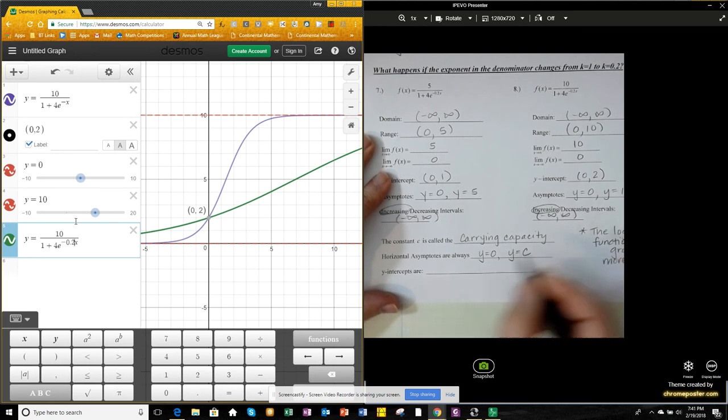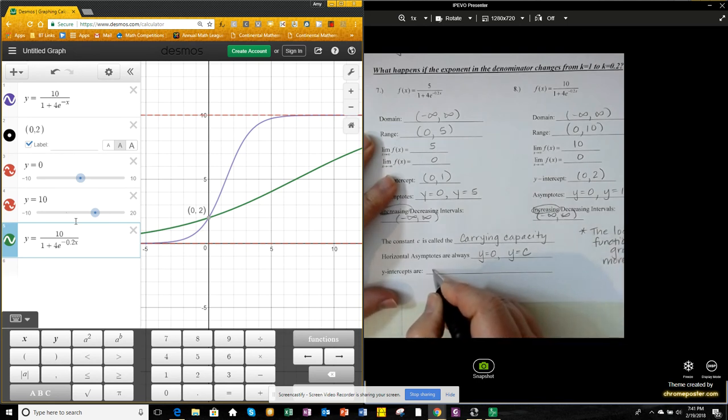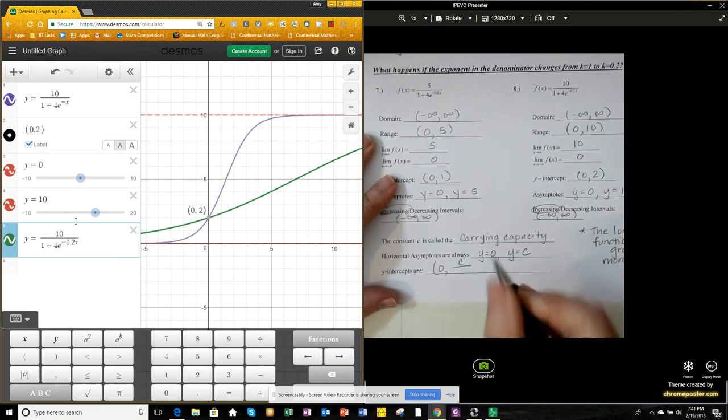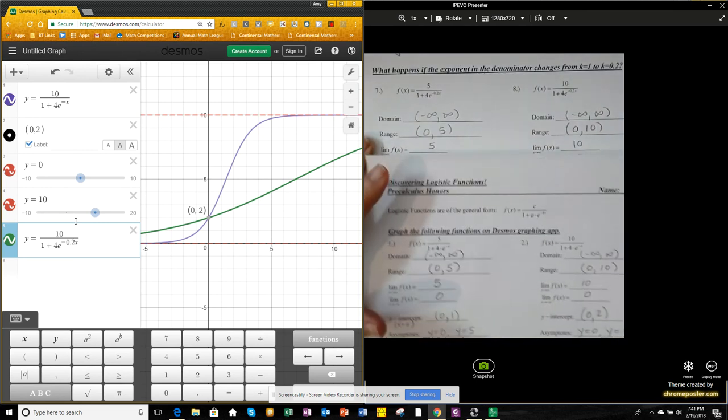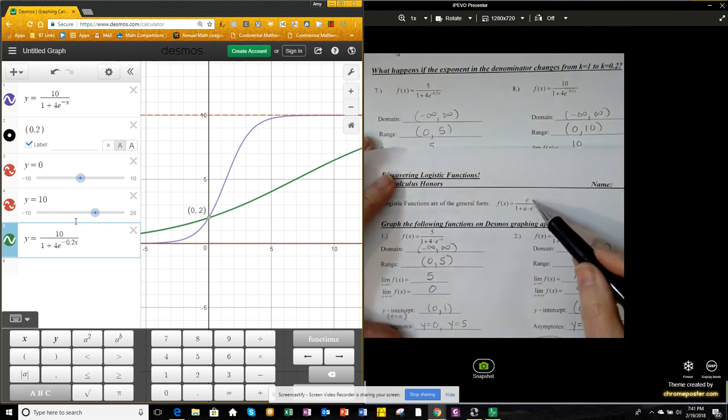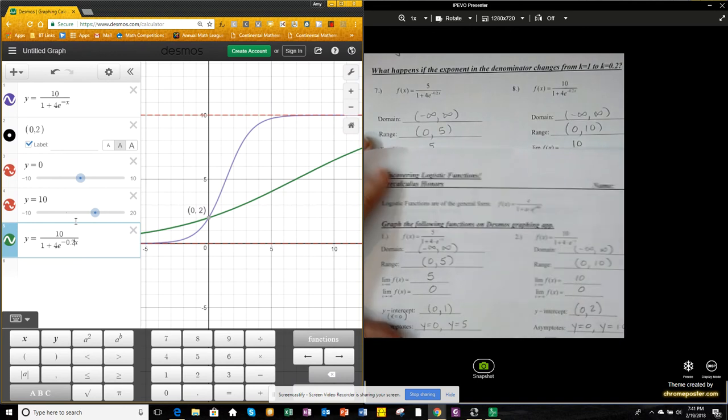The y-intercepts are going to be the point 0, comma C over 1 plus, and if you go back to the original sheet, I have it, C over 1 plus A e to the negative kx. And so if I let x equal 0, this goes to 1, so the y-intercept would be C over 1 plus A.